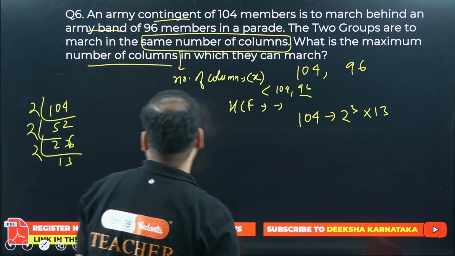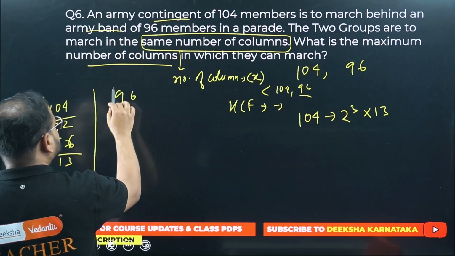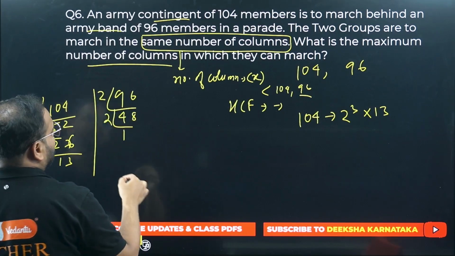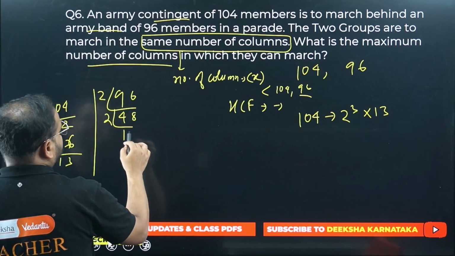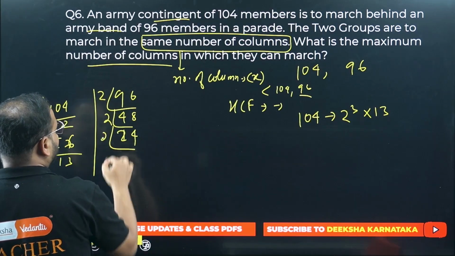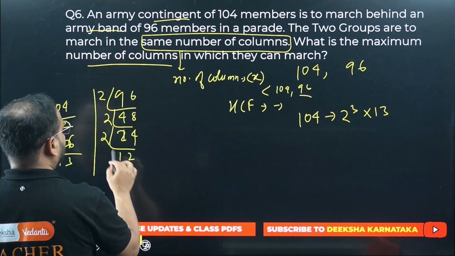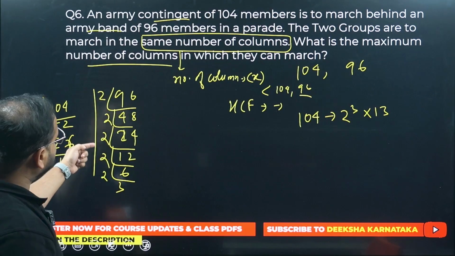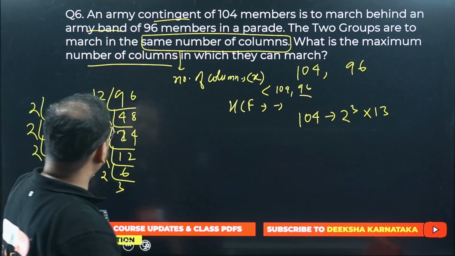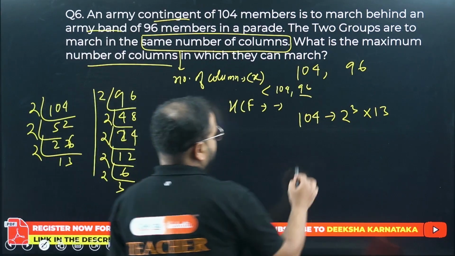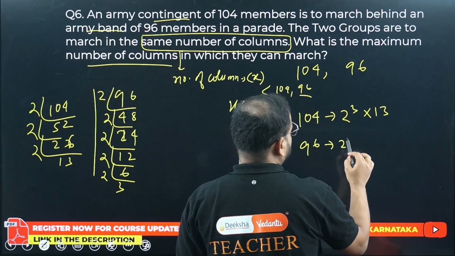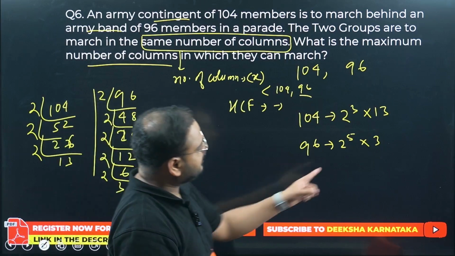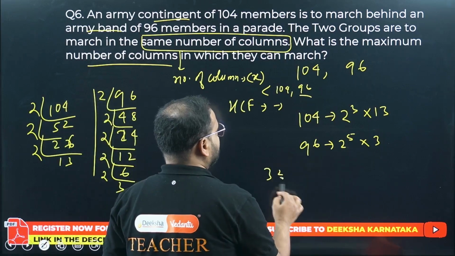What about 96? Please have a look. 96 is 2 with 48. 2 again with 24. Next, 2 again with 12. I can take again 2 with 6, and 2 with 3. So how much is this going to be? 2 power 1, 2, 3, 4, 5. Okay, correct. 32 times 3 is 96 only.